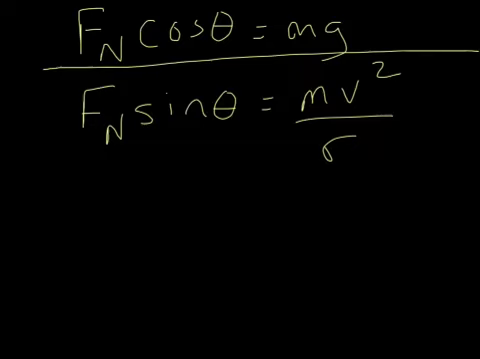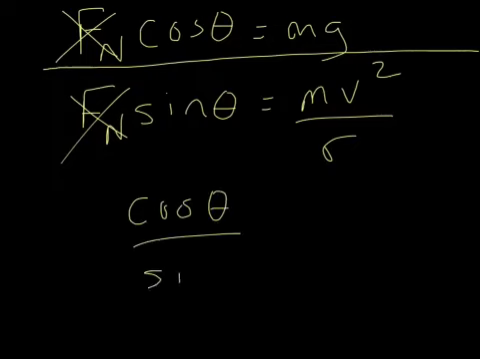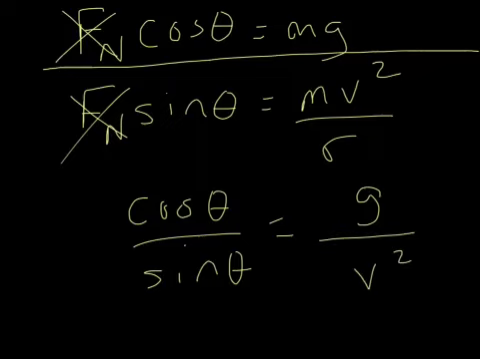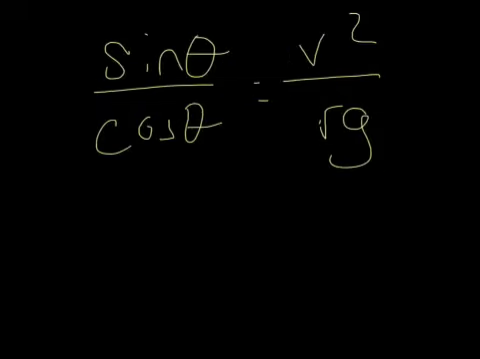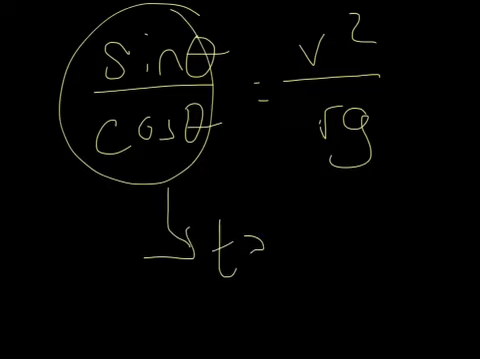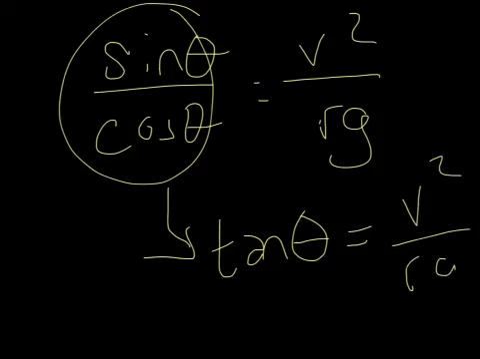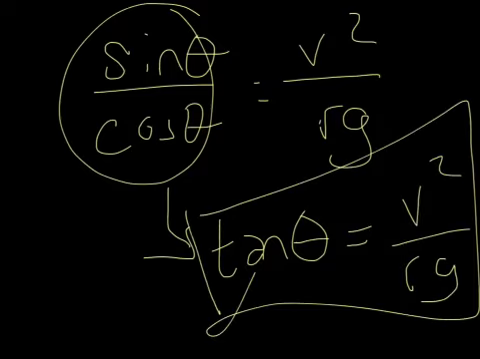All right, and if you do that, let's take the left sides first. You'll see that, of course, the Fn's are going to cancel out. We get cosine of theta over sine of theta is equal to, we have a compound fraction there, and you can do g over v squared times r. All right, so if you flip it over, you get sine over cosine is v squared over rg, and this whole thing over here is just the tangent. So it's independent of the mass of the car, and it depends on the velocity and how far it is from the axis of rotation, and that is your perfect banking angle.